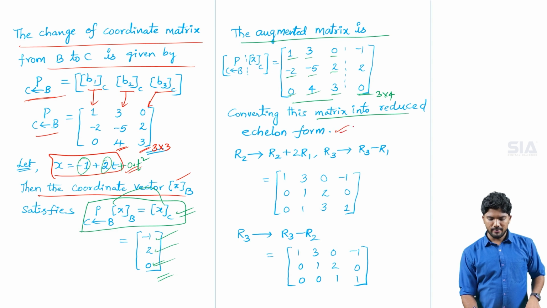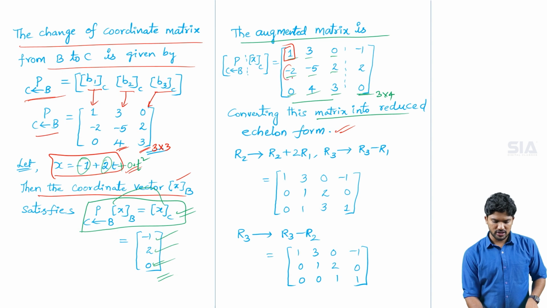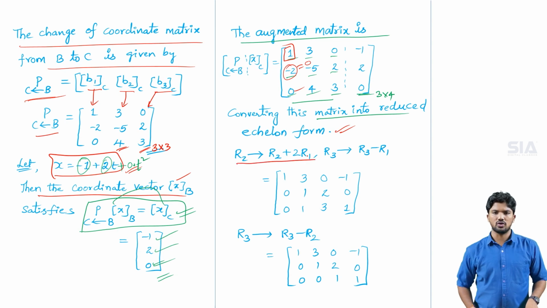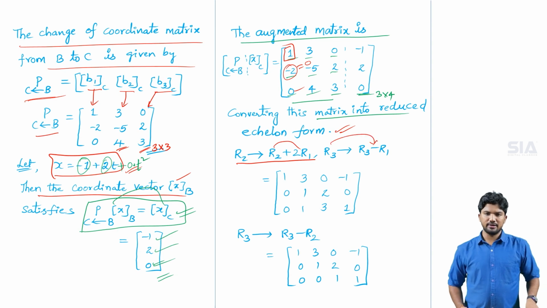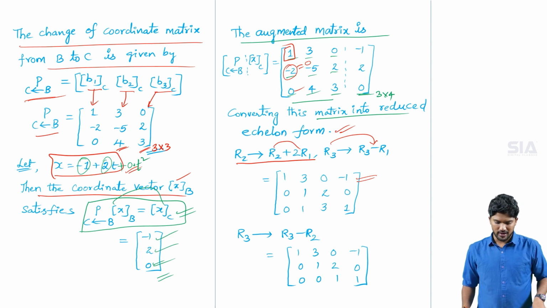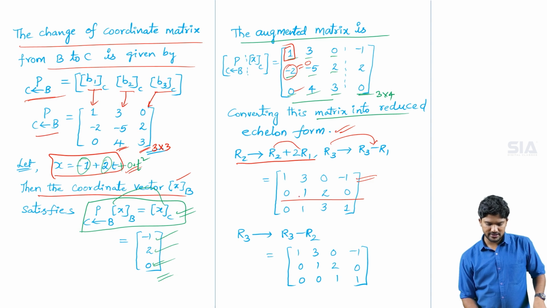By applying those elementary row operations, here this one is the pivot position. Minus 2, and in the third row 0 is already there. In the second row, we have to make the minus 2 value equal to 0. To do that, we select row 2 as row 2 plus 2 r1. Next, row 3 is r3 minus r1. You will get the resultant matrix in this format. Row 1: 1, 3, 0, minus 1. Row 2 after applying the row operation: 0, 1, 2, 0. And row 3: 0, 1, 3, 1. Here the first column is the pivot column.